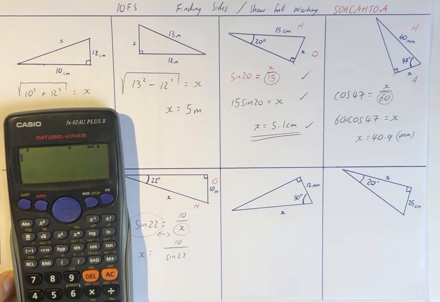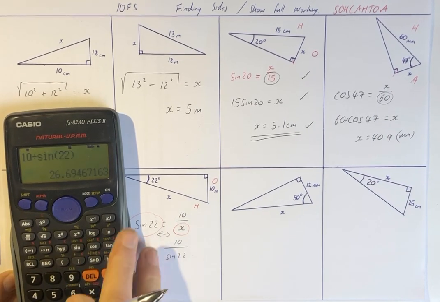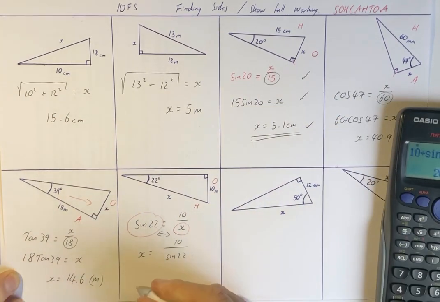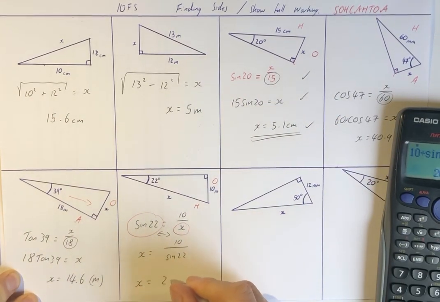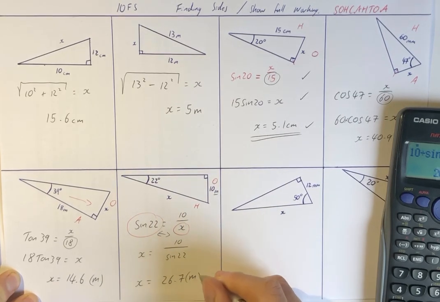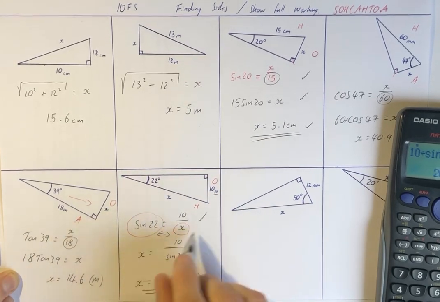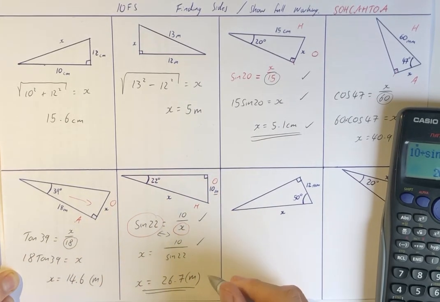So we go 10 divided by sine 22, 26.7 meters. So a tick for plugging in, a tick for rearranging, and a tick for the answer. That's how these are usually marked.